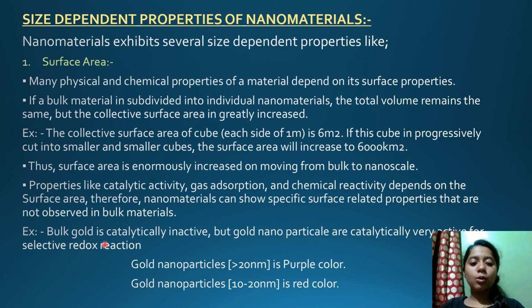For example, bulk gold is catalytically inactive, but gold nanoparticles are catalytically very active for selective redox reactions. Gold nanoparticles greater than 20 nanometer are purple in color, and gold nanoparticles between 10 to 20 nanometer are red in color.